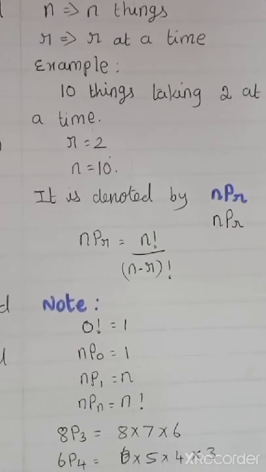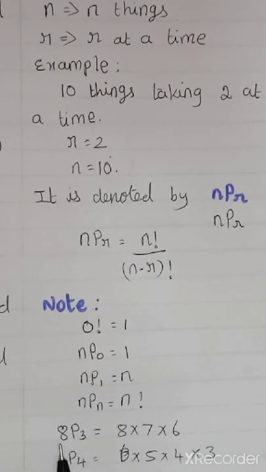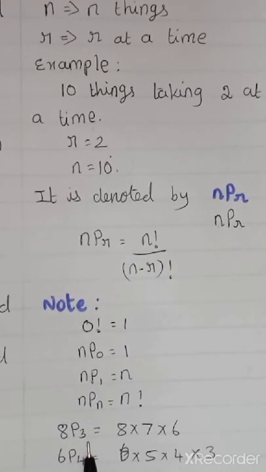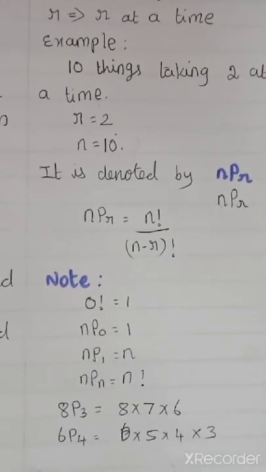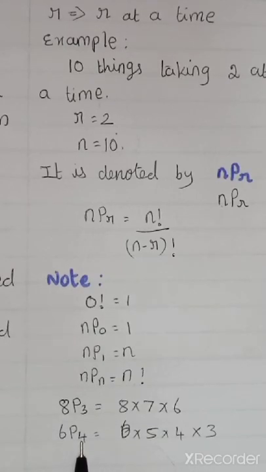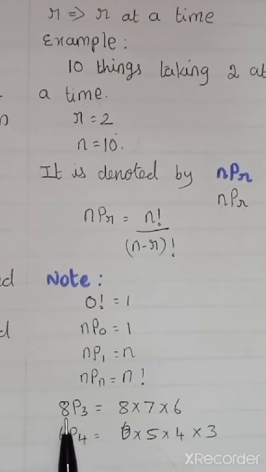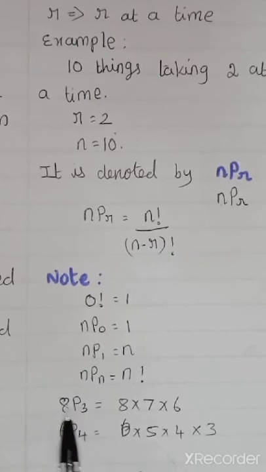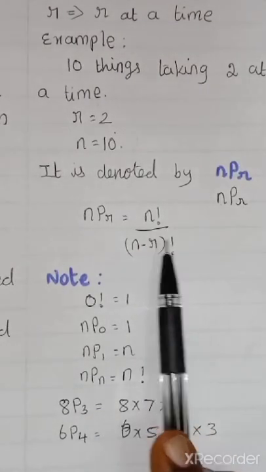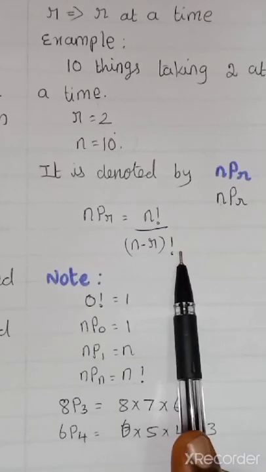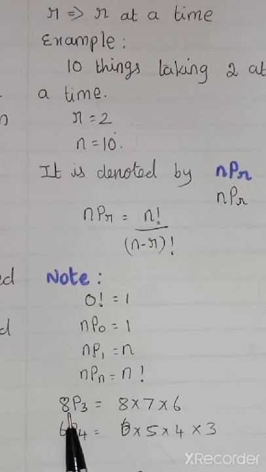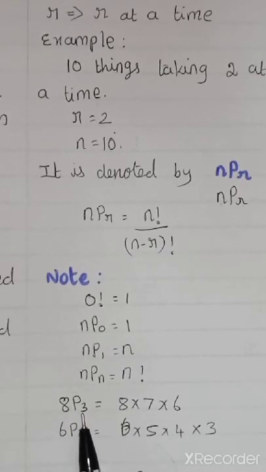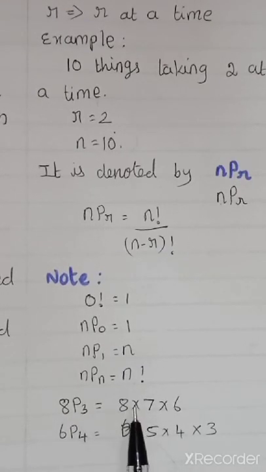Now what is the 8P3 value? 8 things are there, and we have to take 3 at a time. Correct? What is 6P4? 6 things are there, and we have to take 4 at a time. Is that clear? So 8P3: how can you get the answer? Either you can use the formula n factorial by (n minus r) factorial, or you can use the shortcut method also. What is this number? 8. How many things do we have to take? 3. So 3 times in descending order: 8 into 7 into 6.